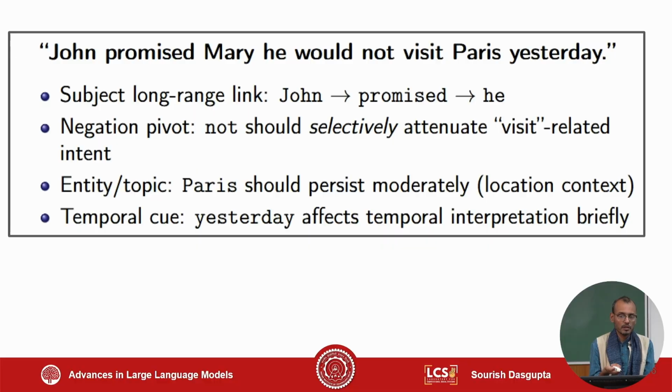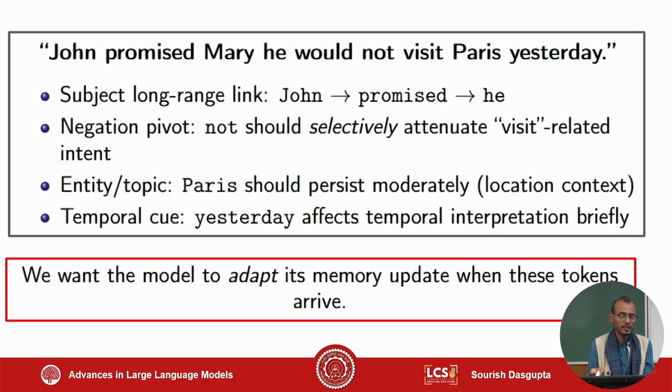So, "John promised Mary he would not visit Paris yesterday." The subject's long-range link needs to be persisted. The negation pivot "not" should selectively attenuate "visit". So when you say "not visit", you should know that since there is "not", the upcoming visit has to be attenuated accordingly. An entity topic like Paris should persist moderately. A temporal cue like "yesterday" affects temporal interpretation briefly. So we want the model to adapt its memory update, which is A and B, all of that, when these tokens arrive.